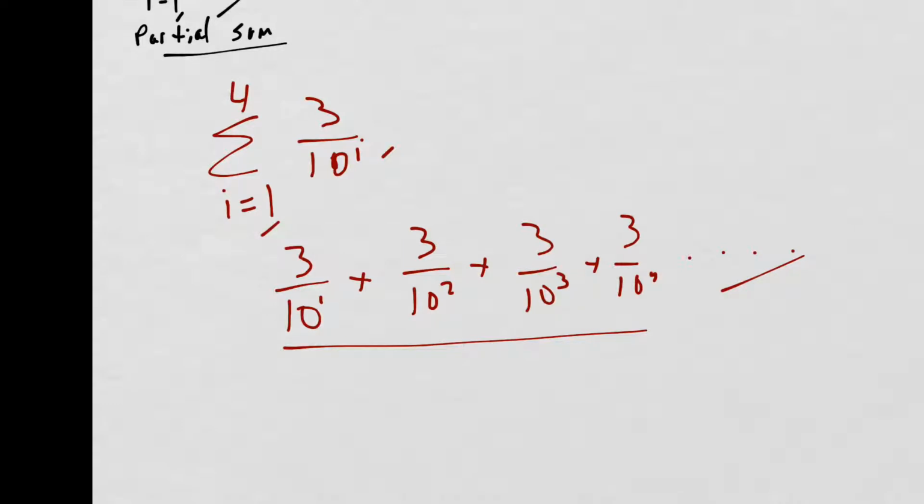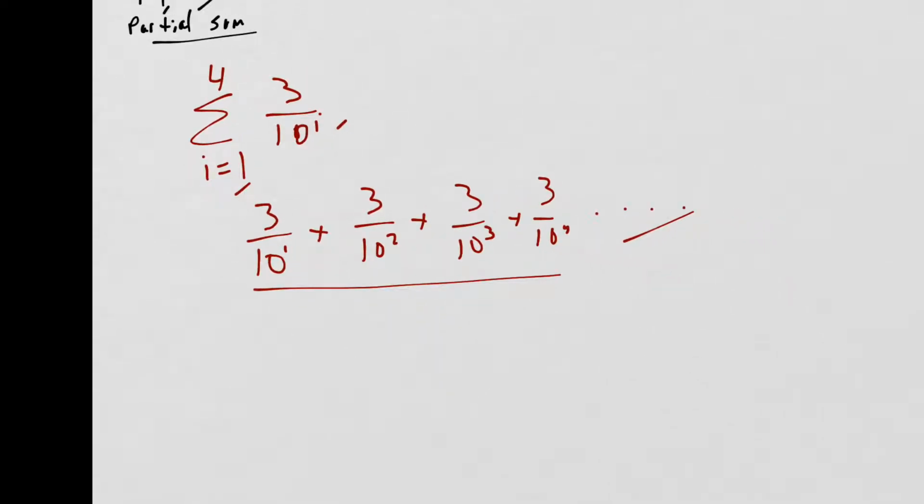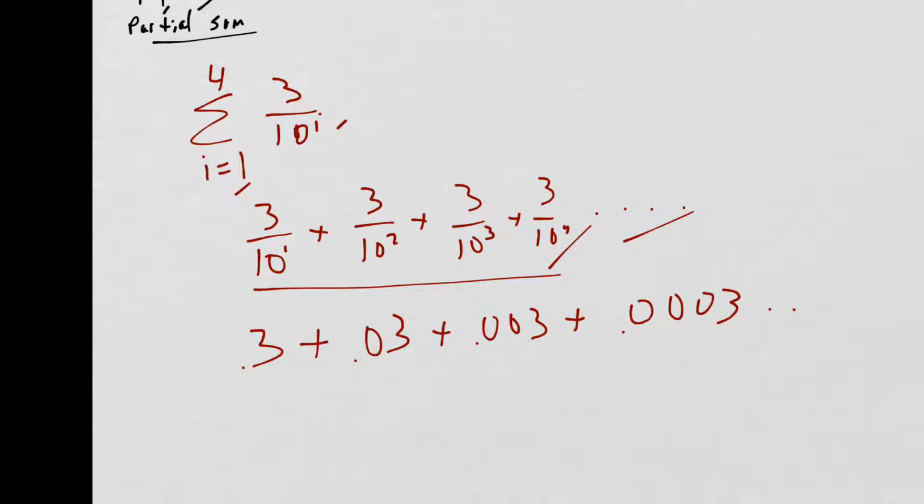Well, obviously there's a pattern on the bottom. It goes 10, 100, 1,000, 10,000. Well, what's another way to write 3 over 10? How about 0.3? What's another way to write 3 over 100? How about 0.03? What's another way to write 3 over 1,000? Well, 0.003. I hope you can see a pattern right now. What's 3 over 10,000? Well, it'd be 0.0003, and so on. So if I add the first two, I get 0.33.